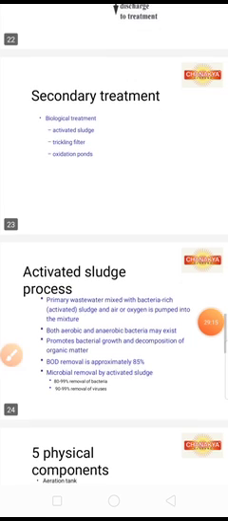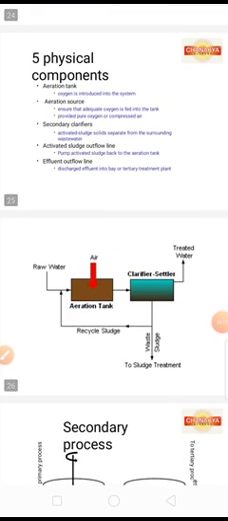Now, the physical component: the aeration tank will be provided. This tank will supply oxygen. It is an aerated source, so we continuously provide pure oxygen so that the bacteria will do the decomposition process. Then there will be an activated sludge outflow line, so continuously that sludge will be collected into another tank.